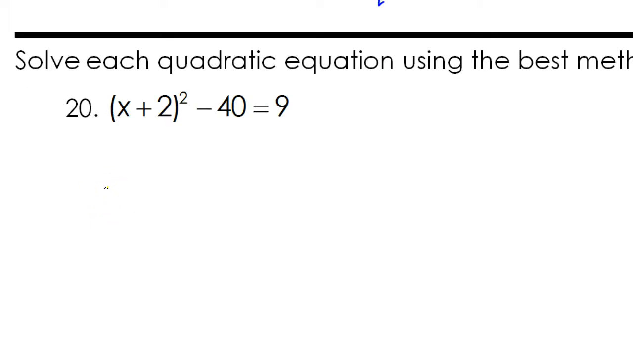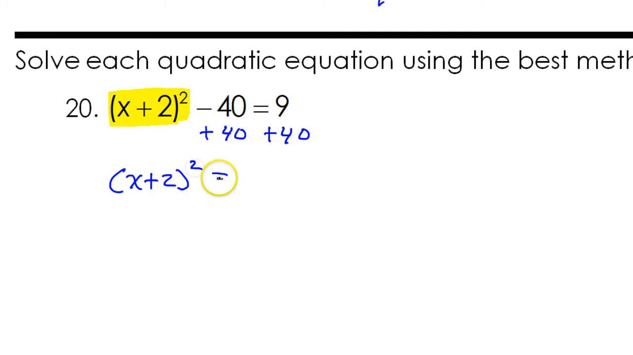From problem number 20, I'm seeing that we only have one kind of x. You know, we don't have x and x squared. So anytime we just have one type of x, completing the square is a great way to go. Your first step is to get the parentheses, get this part of the equation by itself. So obviously the first thing you would do is add 40 to both sides. So that's going to give you x plus 2 squared is equal to 49.